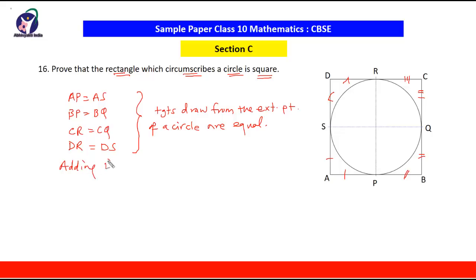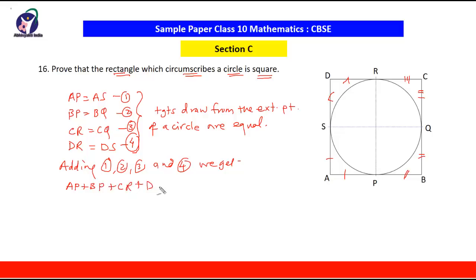And since these are equal, now we will add them all. Let this be number 1, this number 2, this number 3, and this number 4. If we add all these four, we get AP plus BP plus CR plus DR equal to AS plus BQ plus CQ plus DS.